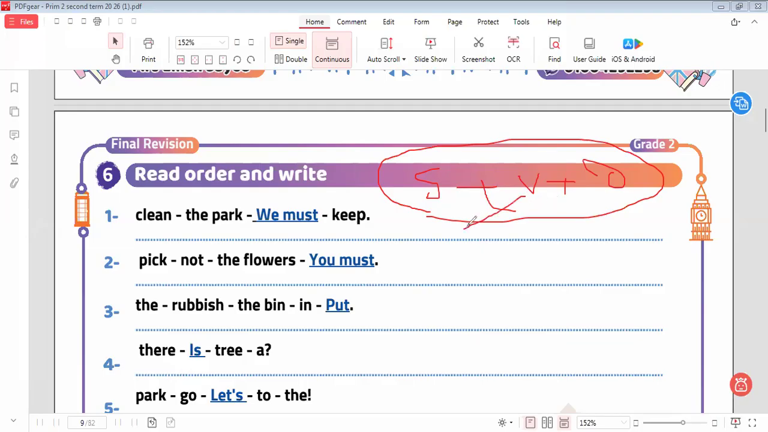When we make a question, I replace the verb instead of the subject, clever pupil. Let's do it together. I start with we. This is the subject. Where is the verb? Must. So here is the subject, and the verb is must clean. This is called a helping verb, and clean is the main verb. Modals must be followed by the infinitive form. We must keep, not clean. We must keep the park clean.